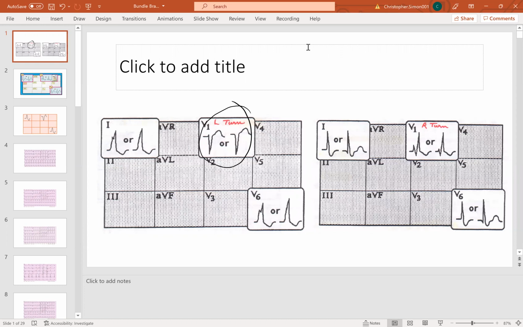So let me write it out for you guys. This would be a left bundle branch block. And this is going to be your right bundle branch block. So this side on the left, left bundle branch; side on the right, right bundle branch.